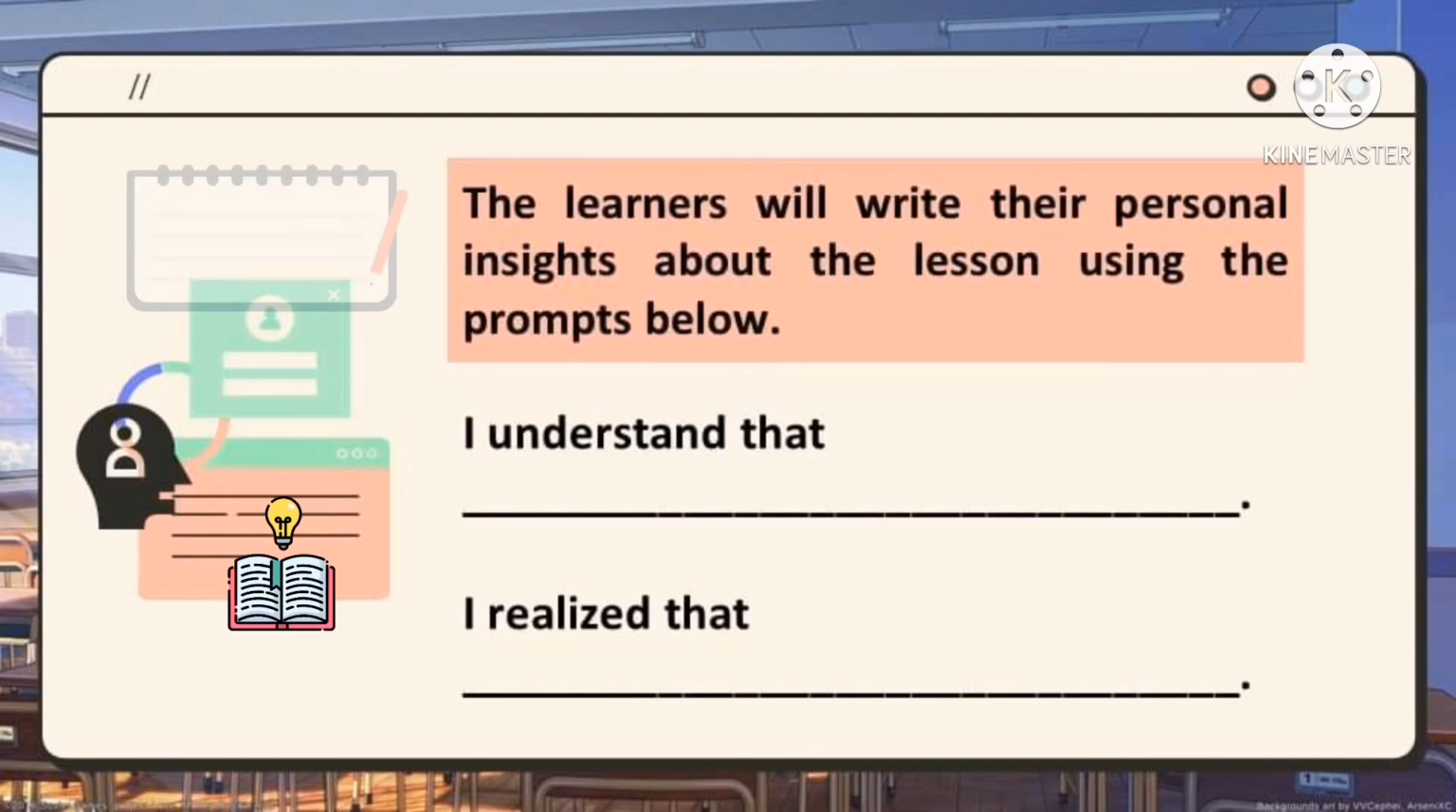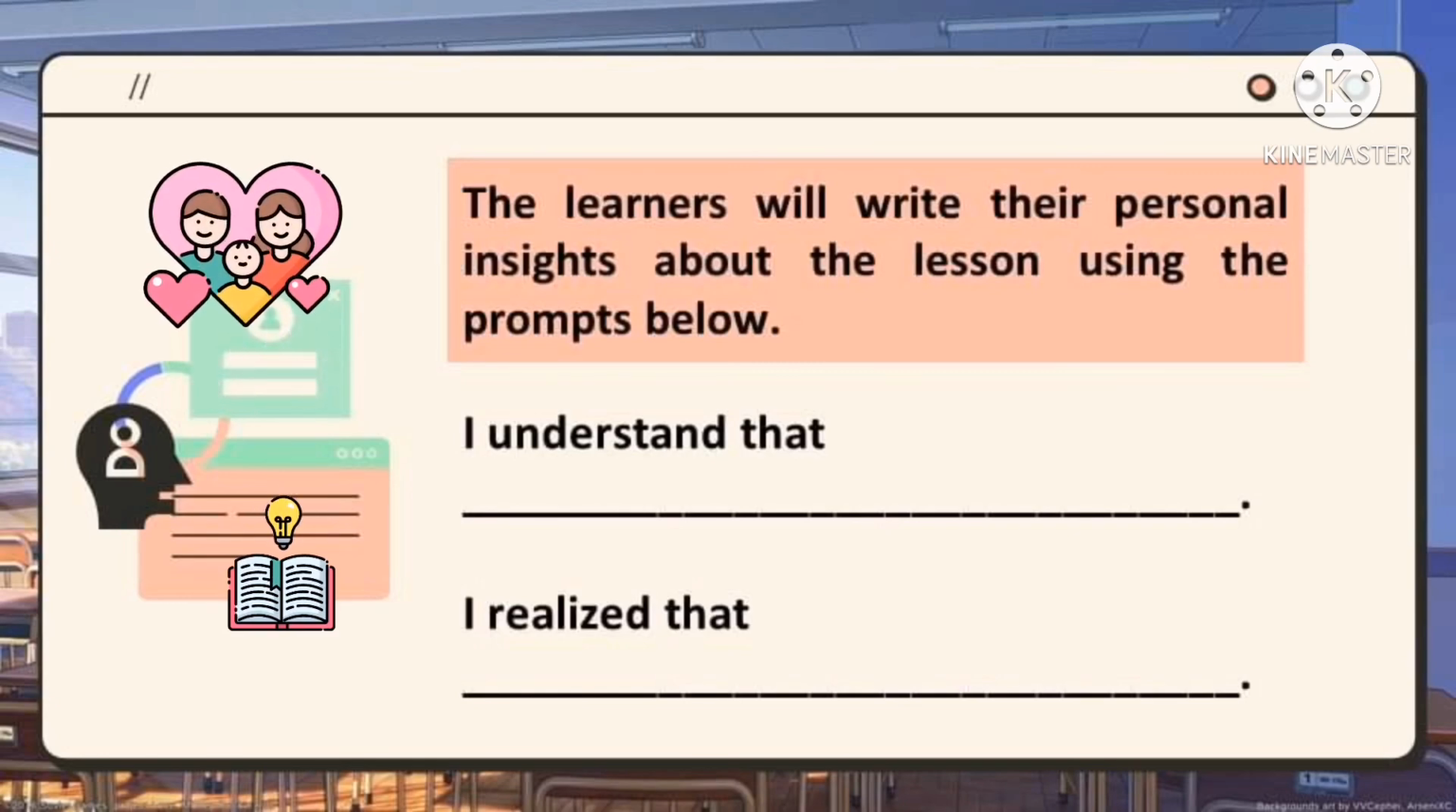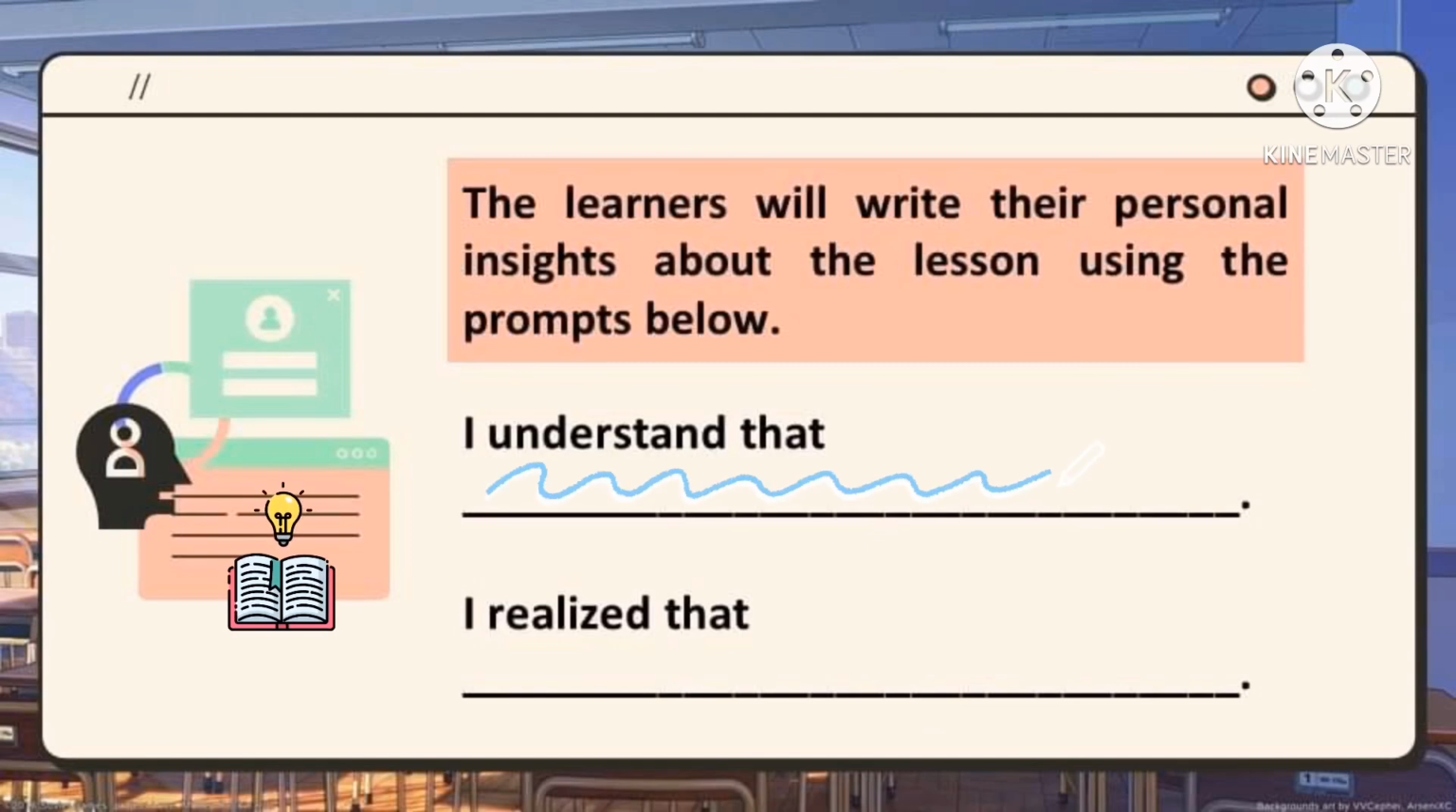Do these activities on a clean sheet of pad paper and submit it to me on the next distribution and retrieval of outputs, asking the help of your parents or your guardians. In this, you are going to write your personal insights about the lesson using the prompts: I understand that, and I realize that.